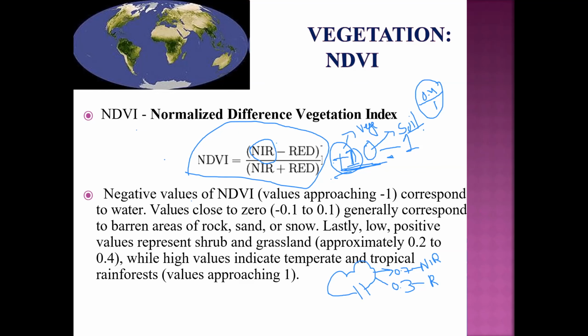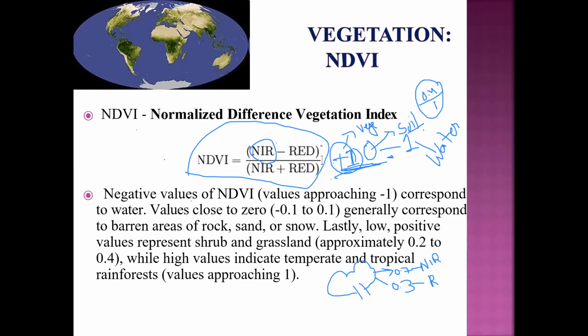Okay, and when will it be negative? When the red reflectance is more in comparison to NIR, then it will be near to -1 value. And it happens in water. We have already learned that water reflects more radiations in the red region than the NIR. So obviously the NDVI value will be negative.